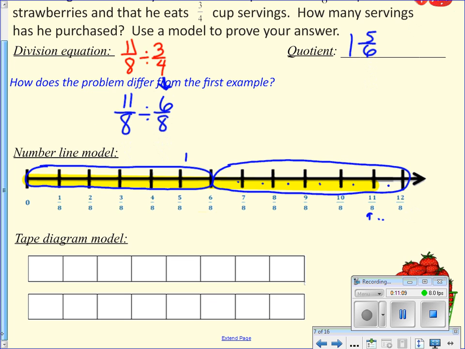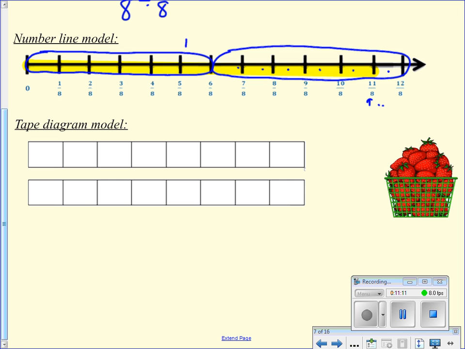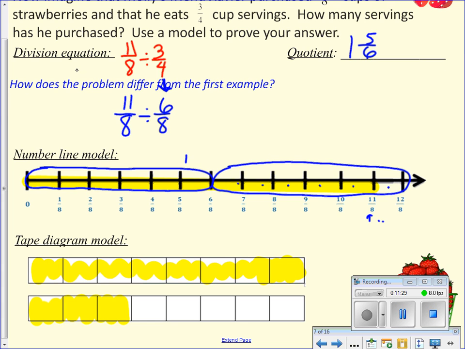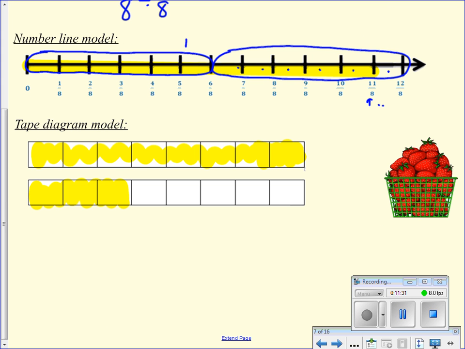Now again, down here I have 2 sets of tape diagrams. 2 sets of 8 because I need enough for 11/8. For improper fractions, you're going to have to draw another set of tape diagrams because it's more than a whole. So we shaded in 11/8, and we need a group of 6. Here's a group of 6.